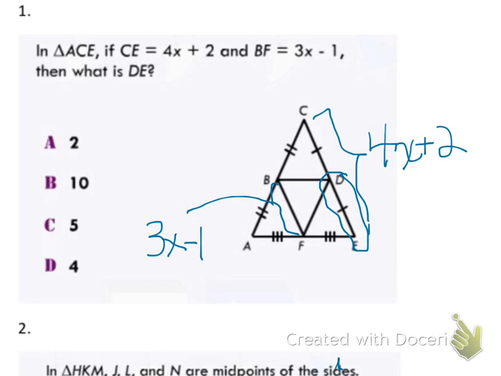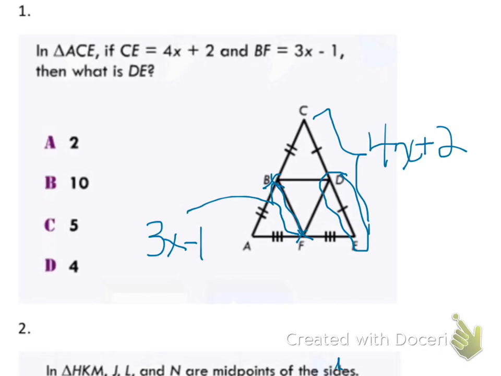Alright, so we need to know some things here. The midsegment theorem tells me that if F right here and B are midpoints and we connect that line in between them, that line will be parallel to the line CE and will be half its length. Alright, that's what that theorem's telling us.